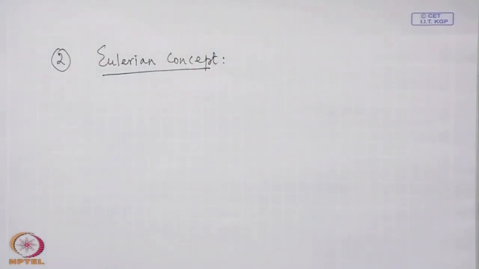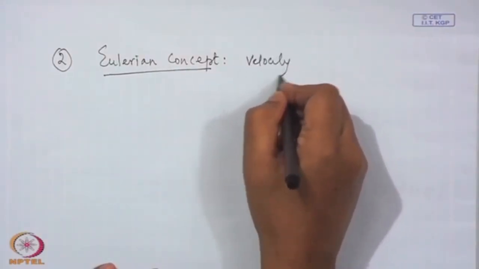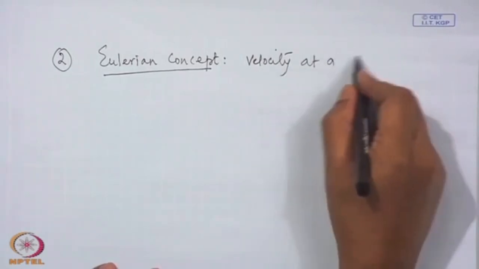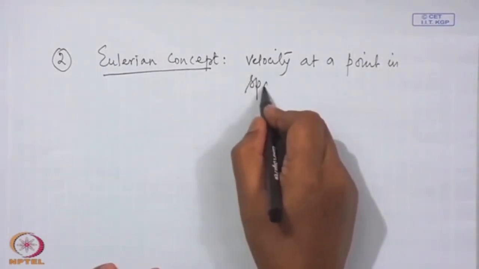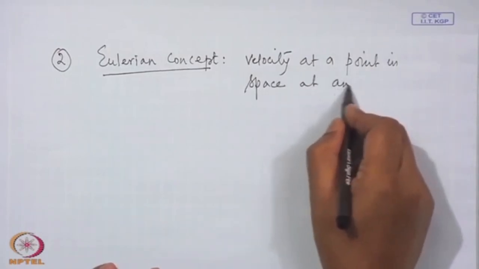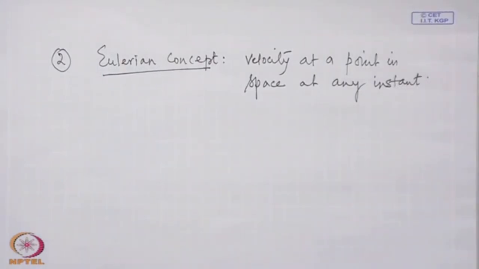What is done here is that the velocity is defined not for a particular fluid element, but at a point in space. So, velocity at a point in space at any instant. That is, you identify or locate the point, this is the point x, y, z or x1, x2, x3. So, the velocity at that point, how much is it?